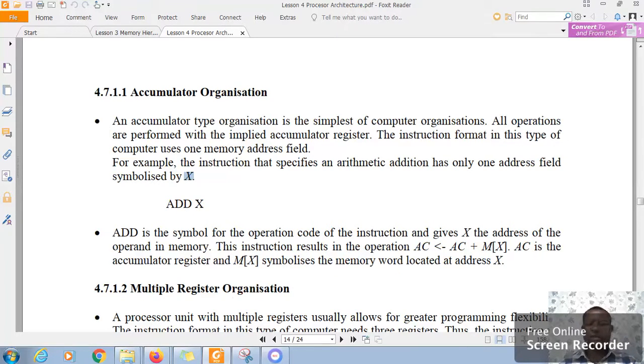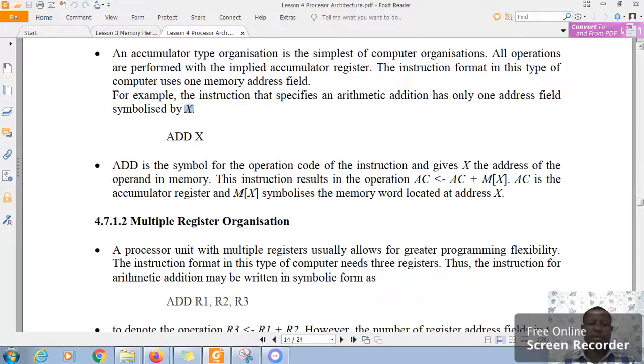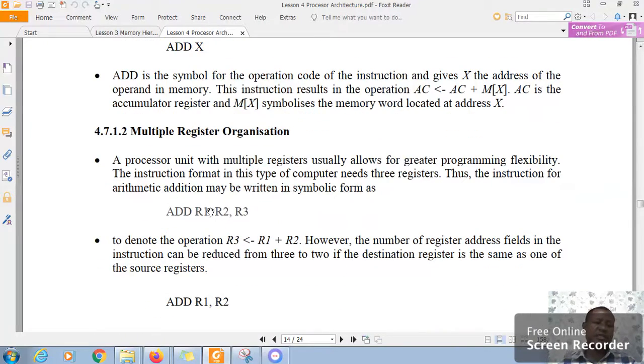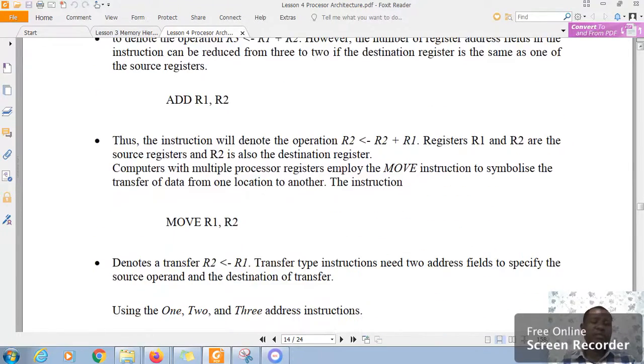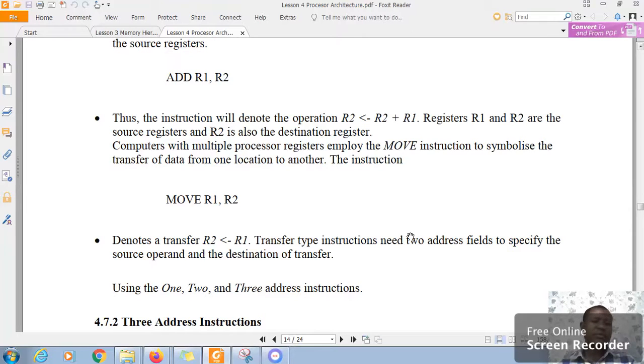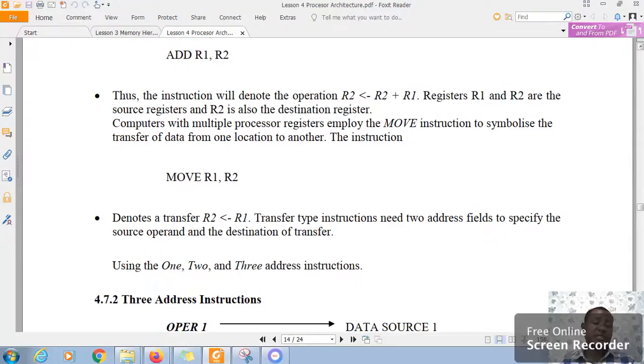Then in multiple register organization, you see that we specify more than one register. Like in this case, three registers are specified. Quite often the third one is going to be the storage register, or two may be specified, in which case the first one ends up storing the data in the accumulator from where it is now read. For Move, we basically specify move from where to where, therefore it has to take two registers.